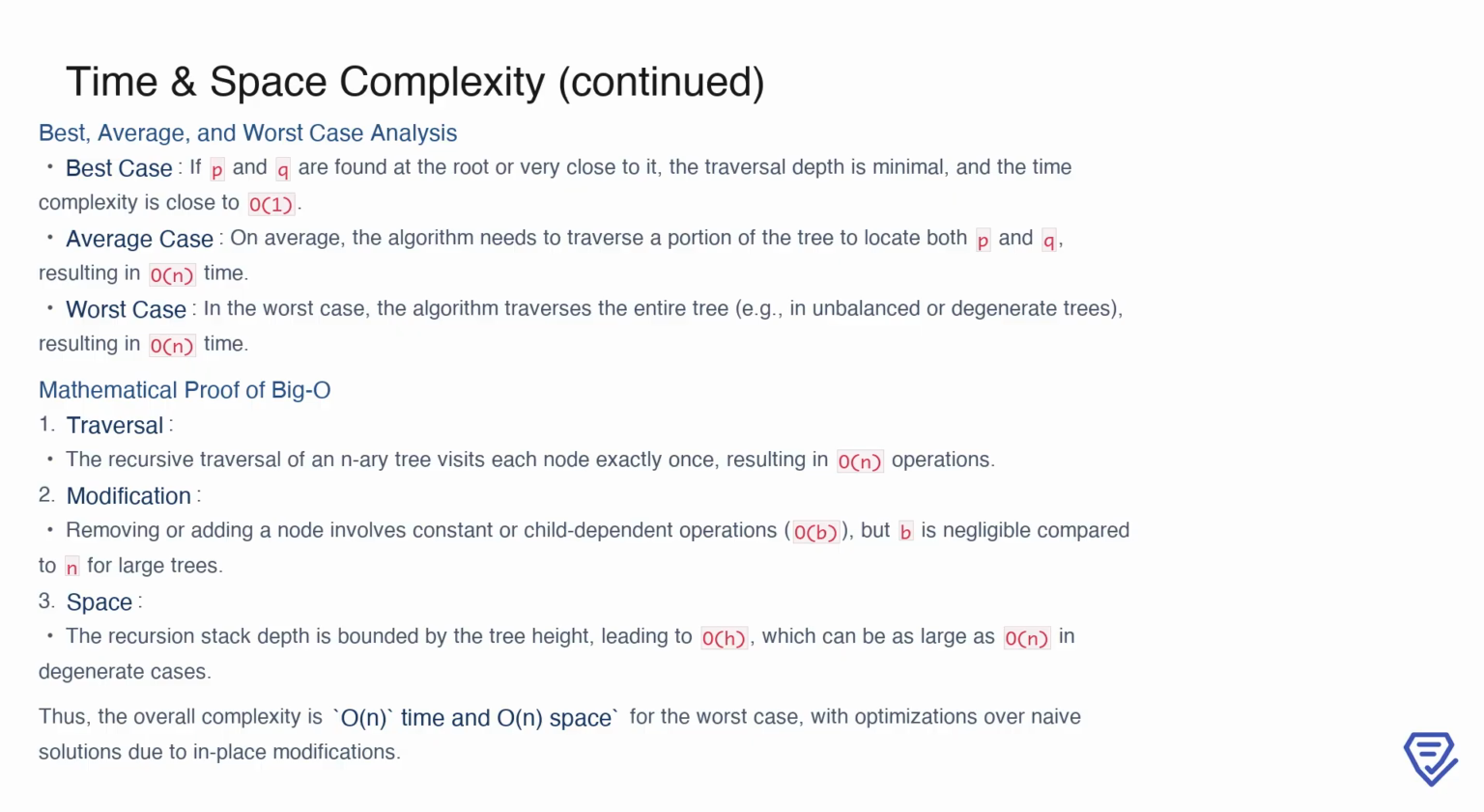Mathematically, this is consistent with big O analysis. The recursive traversal of the N-Ary tree visits each node exactly once, contributing O(n) operations. Modifications, such as removing or adding nodes, involve operations dependent on the number of children, b, which is negligible compared to n. Finally, the recursion stack depth is bounded by the tree height, so the space complexity is O(h). In the worst case, this is O(n), but for balanced trees, it reduces to O(log n). Overall, the solution achieves O(n) time and O(n) space in the worst case, with significant optimizations over naive approaches due to in-place modifications.